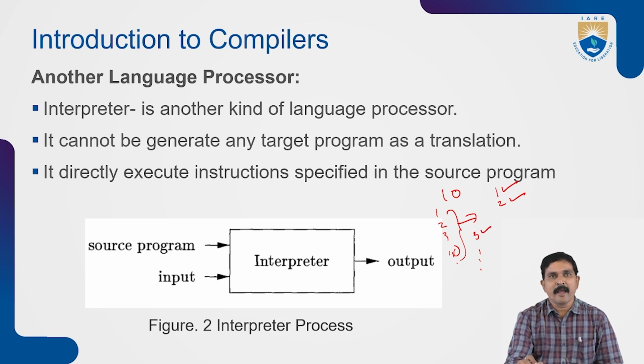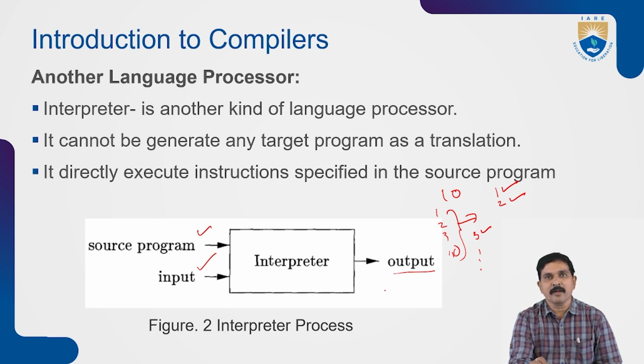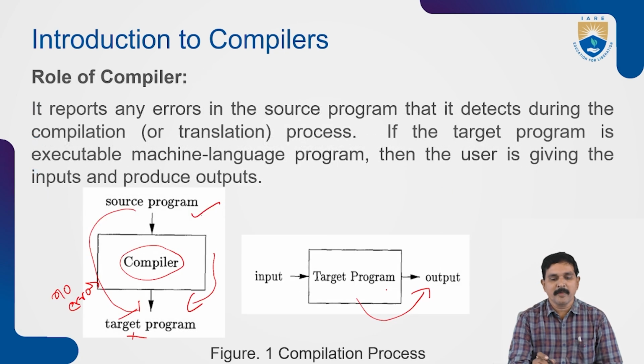Here I am showing the diagram of the interpreter. The source program is given, input is given, and what is the interpreter? The interpreter will check instruction by instruction in the entire program. Suppose there are no errors, it finally generates the output. Here there is no target program. You have to check the previous slide for what happens there, where the target program is generated. But there is no generation of a target program in the interpreter.